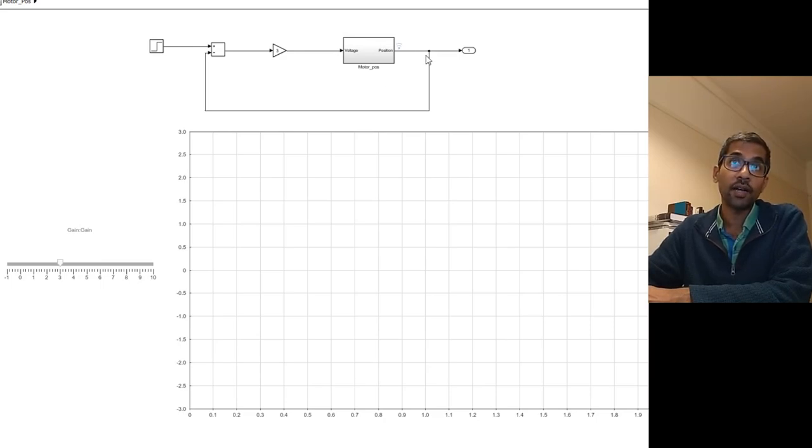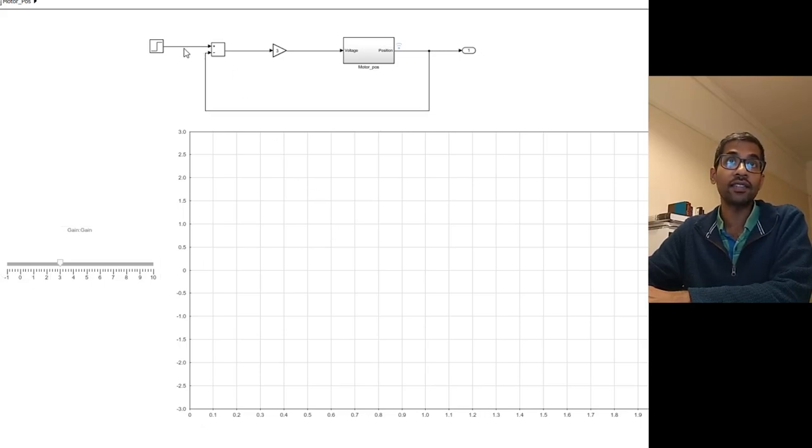The position output is then compared with the desired position. An error signal is generated, it is amplified, and that amplified voltage is given to the motor. The output position is going to be plotted in this graph. The gain that the error is multiplied with can be controlled by this slider.